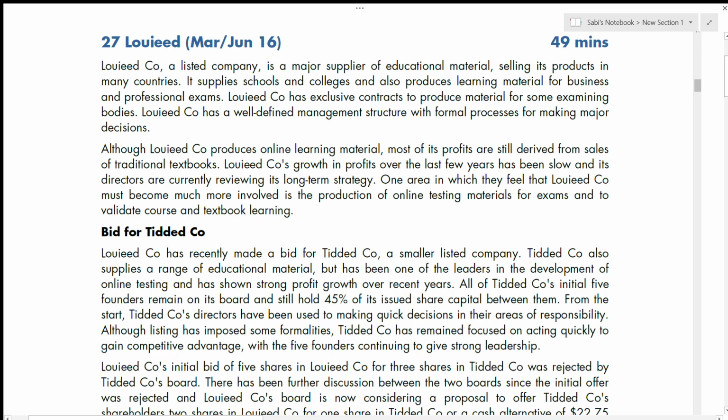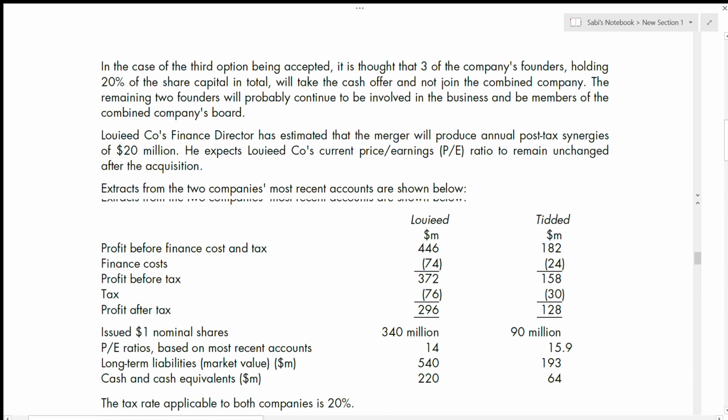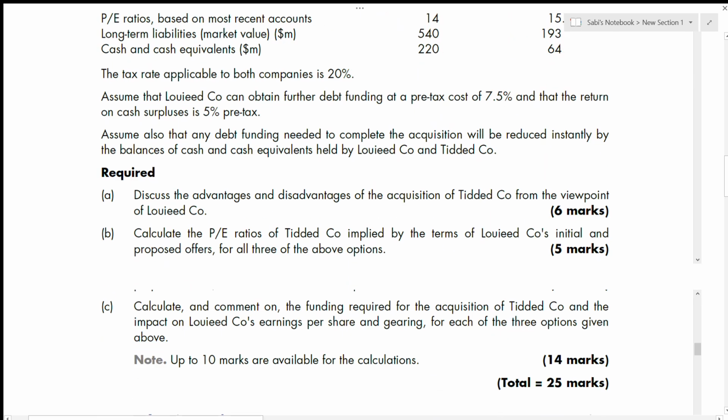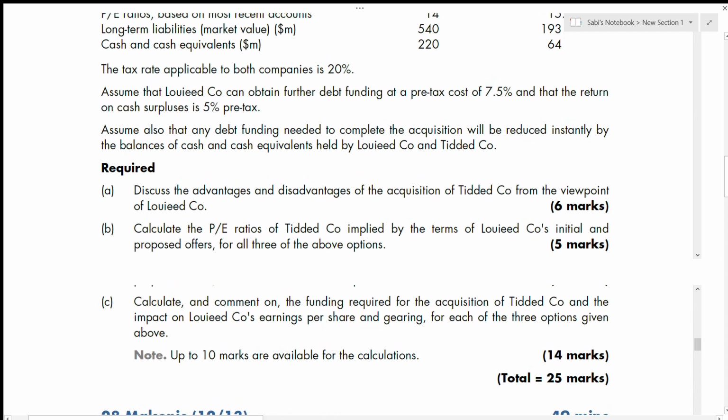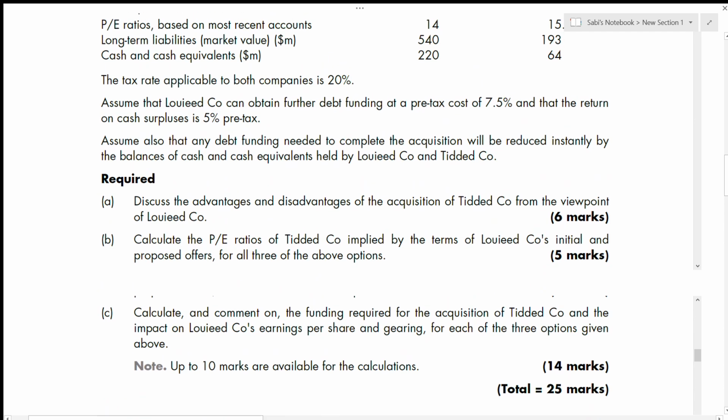Before I go through the case study, I will first go through the requirements to understand what I have to look for in the case study. As you can see, it's very long. It's a 25 marks question. Let us read the three requirements. A, discuss the advantages and disadvantages of acquisition of Tiered company from the viewpoint of Louieed company.